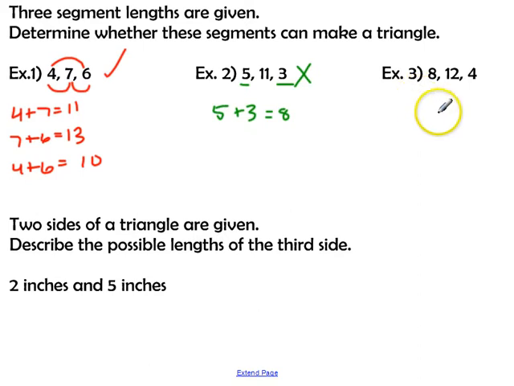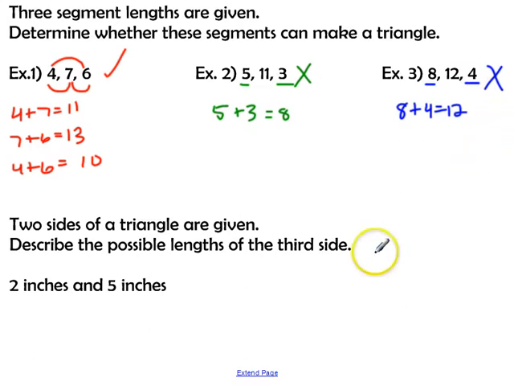And let's do this last example. Again, you can take the 2 shortest and add them together. 8 plus 4 equals 12. Now this one's tricky because 12 equals 12. But remember, our inequality theorem says that the 2 sides have to add up to more than the third side. So since 12 is not bigger than 12, these side lengths also cannot make a triangle.